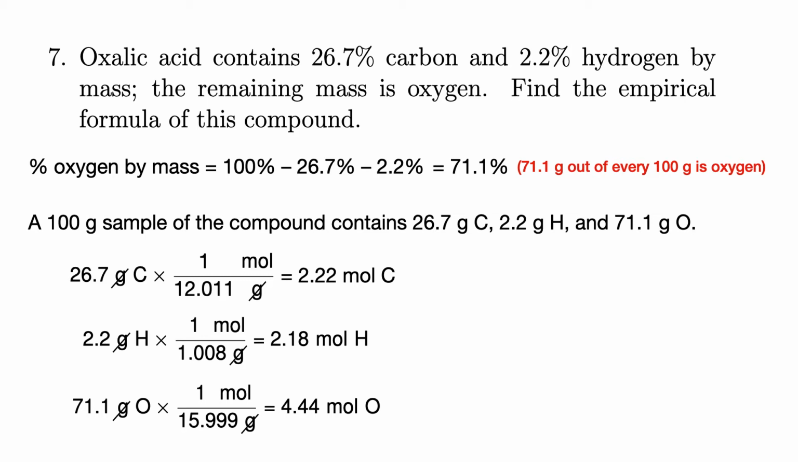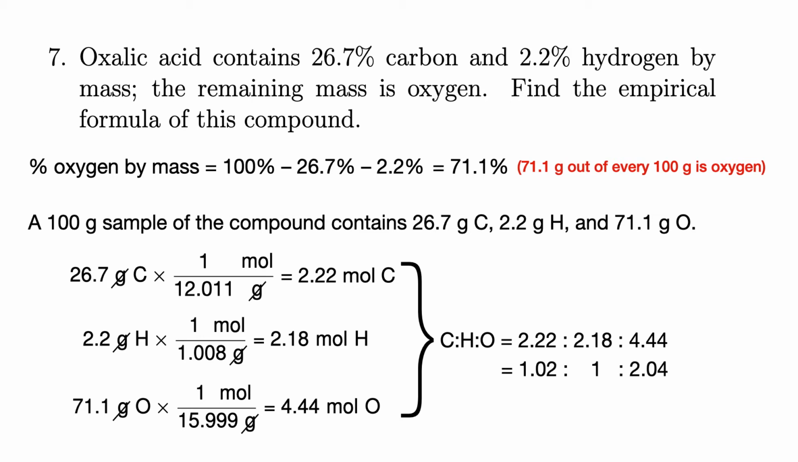So these numbers of moles are in a ratio of 2.22 to 2.18 to 4.44. Then if we divide through by the smallest number, which is 2.18, we get 1.02 to 1 to 2.04, which is quite close to 1 to 1 to 2. And so that tells us that the empirical formula is going to be CHO2. So the carbon and hydrogen are in a 1-to-1 ratio, and then for each carbon and hydrogen there are 2 oxygens. And that's the empirical formula for oxalic acid.